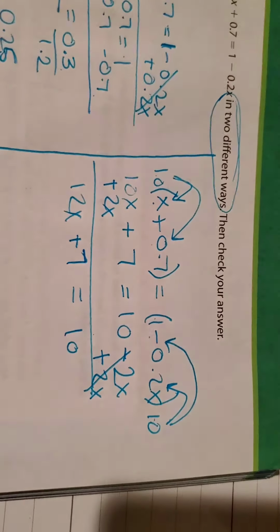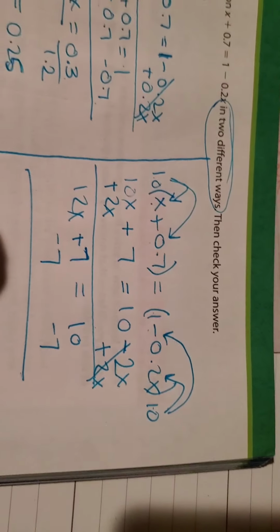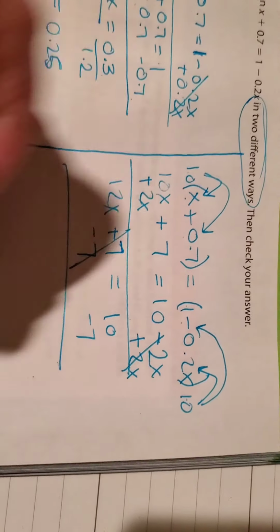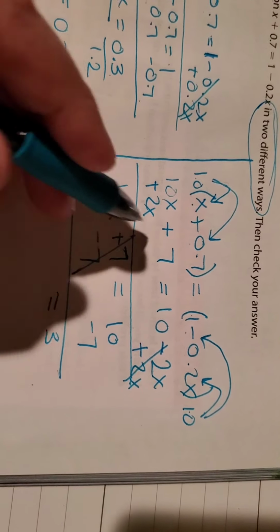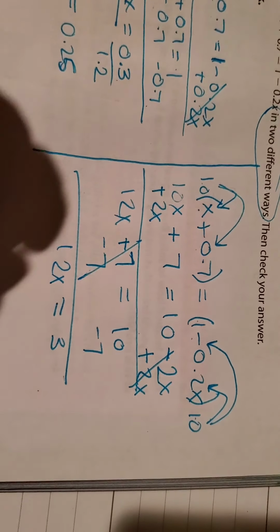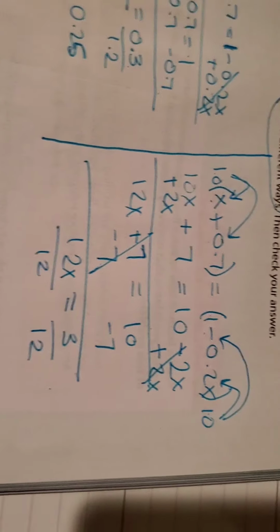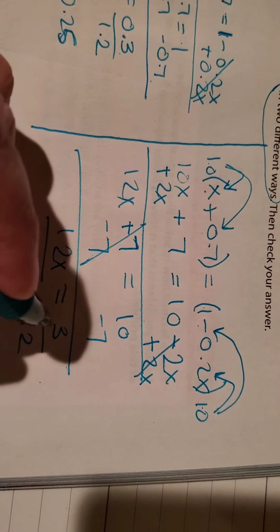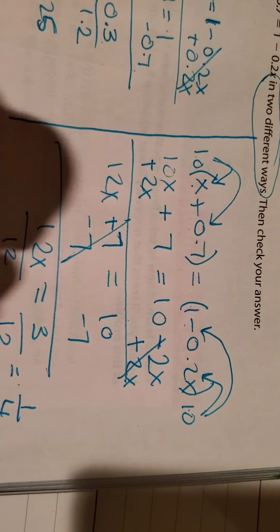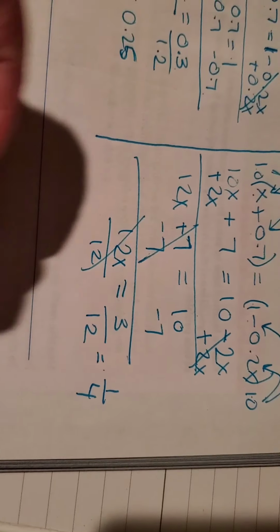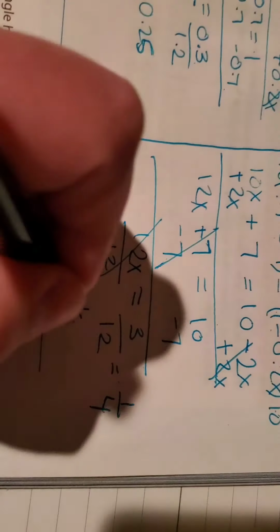I'm going to subtract 7 on both sides because, again, my goal is to get that x by itself. These cancel out. 10 minus 7 is 3. Bring down my 12x. Divide by 12 on both sides. And 3 divided by 12 can be reduced to 1/4. These 12s cancel out. So I'm left with x equals 1/4. And guess what? 1/4 equals 0.25.